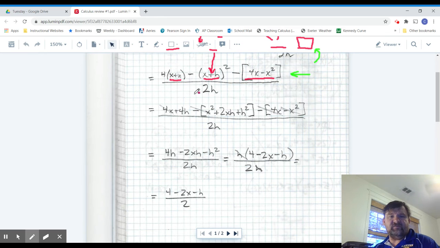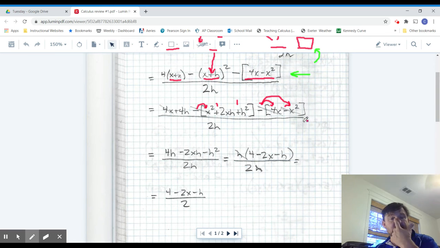So we've got this done. I've got 4 times the quantity x plus h, which gives me 4x plus 4h. I have x plus h quantity squared, which gives me x squared plus 2xh plus h squared. Again, I put it in brackets so that when I look at this, I'm going to distribute that negative into each one of these. I've got to distribute it there. And then I leave that one the same because I'm going to make sure I keep track of that negative and put it there.